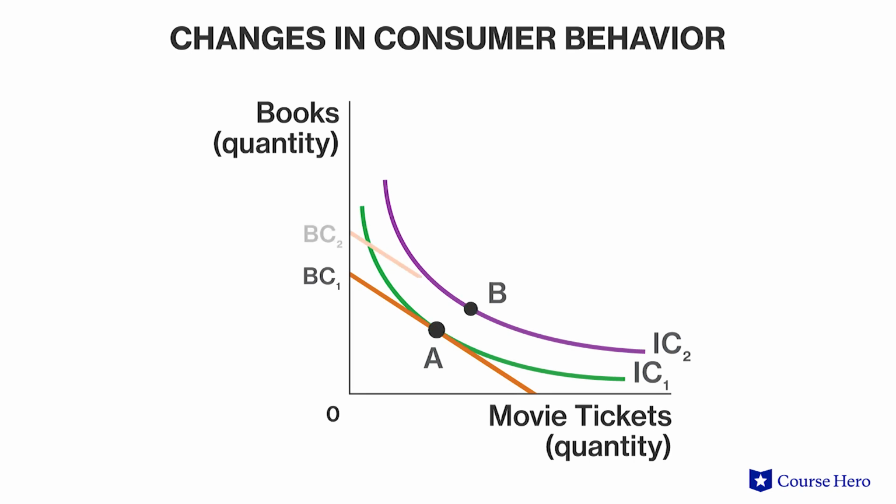This point of intersection is the combination of two goods that makes the consumer happiest. If the consumer's income increases, their budget constraint shifts to the right. This moves them to a higher indifference curve. Their optimal consumption point is still the point where the consumer receives the highest utility, but it is now on a different and higher indifference curve because the consumer can buy more of both goods.